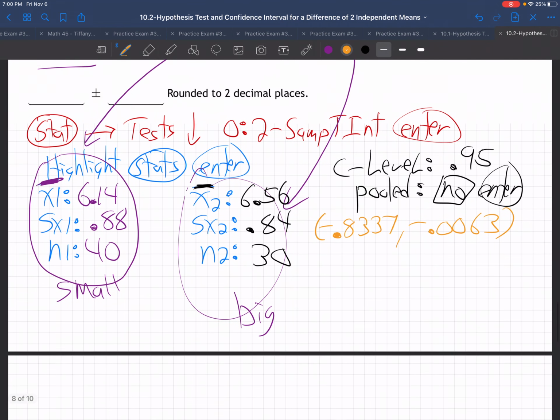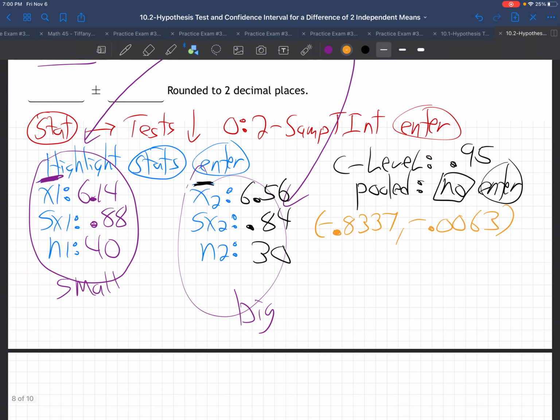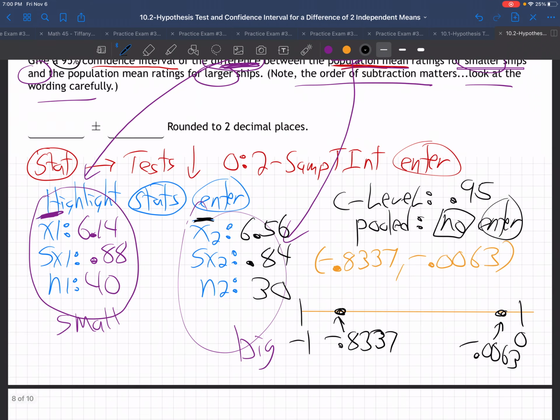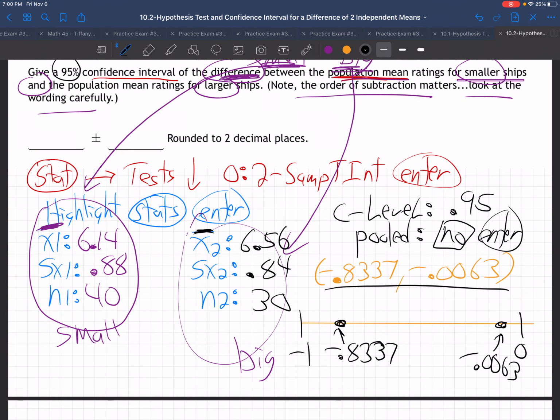That really means that on a number line, probably make it more clear if I do a little number line right here. On a number line, here's like 0, whoops, that's not where 0 is. 0 is like over here, because this goes from like, here's negative 1. We're going from like negative 0.8337 to like right here, negative 0.0063, right? That's kind of the gist of it. So what does that mean? Well, sometimes they want you to give the answer just like this as an interval.